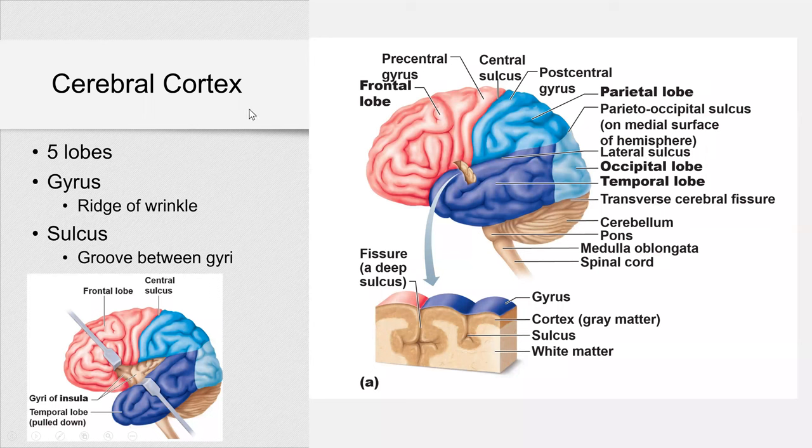Okay, so let's look at the cerebral cortex. Now, cerebral cortex is divided into lobes. So we have five lobes, and they are shown here in different colors. So we have frontal, parietal, occipital, temporal, that's four. And then you really need to pull apart frontal and temporal to see this lobe inside, and this is insula. So here you have your five lobes.